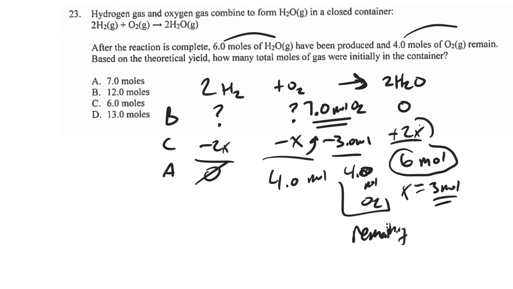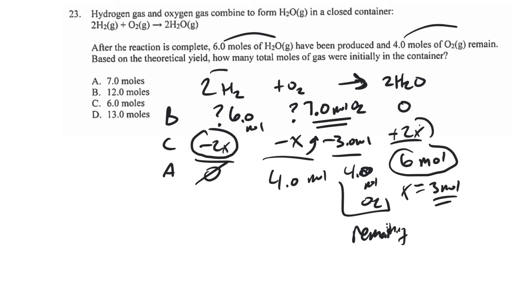So let me say this again. If I know that I end up with 4 moles of oxygen after the reaction is complete, and I know that 3 moles of oxygen had to be consumed to make 6 moles of water, I therefore had to have had 7 moles of oxygen initially present. 7 initially present, 3 of them reacted, 4 were remaining. And so then how much hydrogen had initially been present? Well, 2x had reacted, so x was 3. So I had to at least have 6 moles of H2 initially present, and I lost all 6 moles.